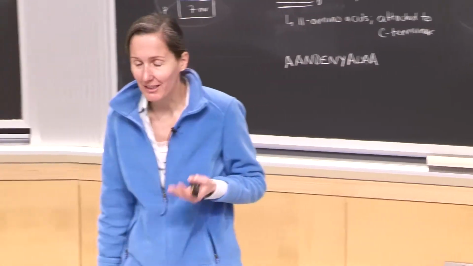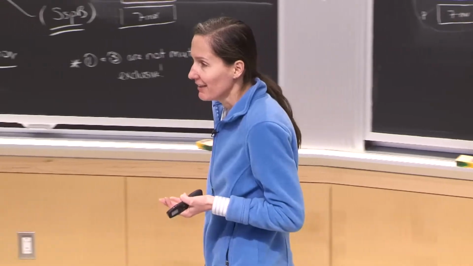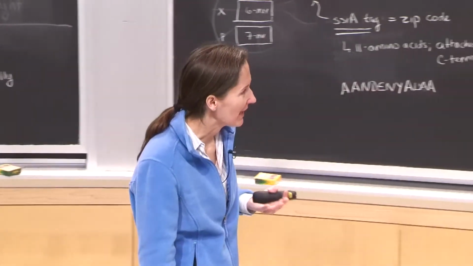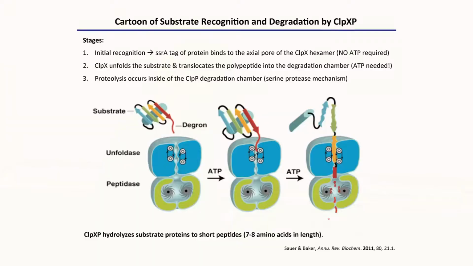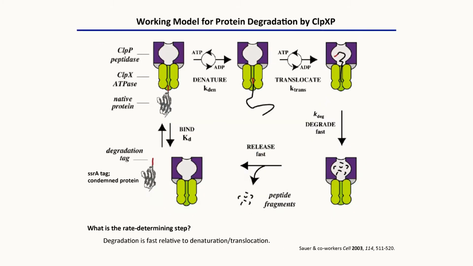Okay, so for unfolding and translocation, ATP is needed. ClipX is hydrolyzing ATP to allow this to occur. Okay, in the degradation chamber, this degradation part is independent of ATP, right? The serine protease doesn't need that here. So how can we kind of break this up further into a model that we can test? What I present here is the working model. And just note, the orientation is flipped here, so we have ClipX on the bottom and ClipP on top. So what happens here? We can look at this in terms of 5 steps, okay?